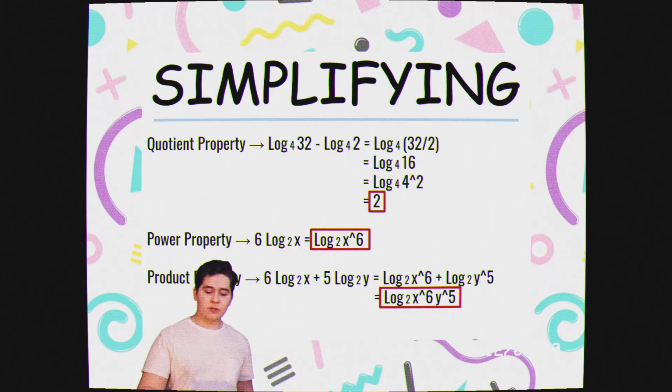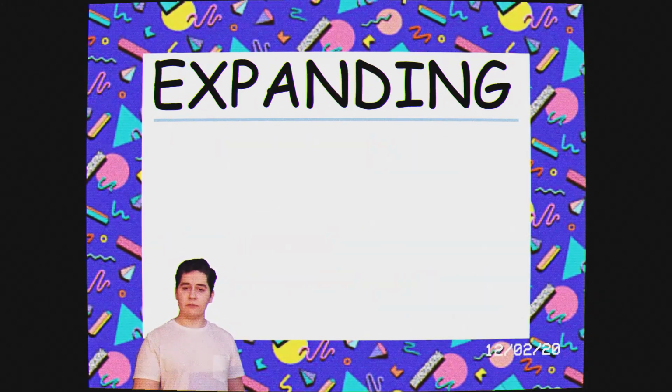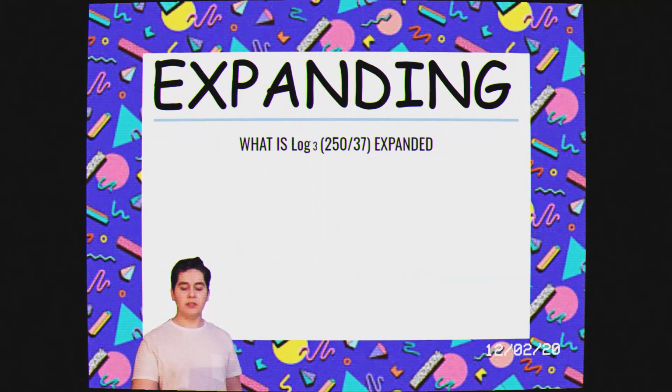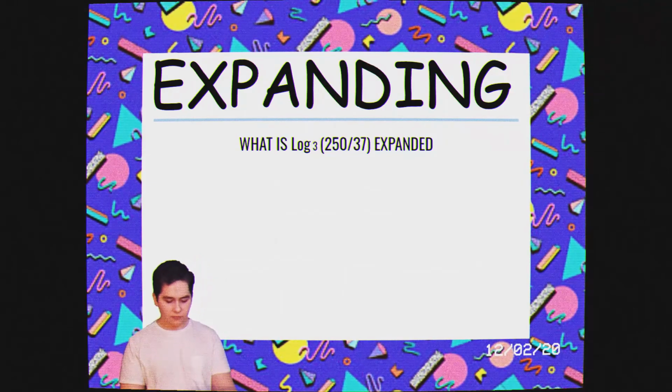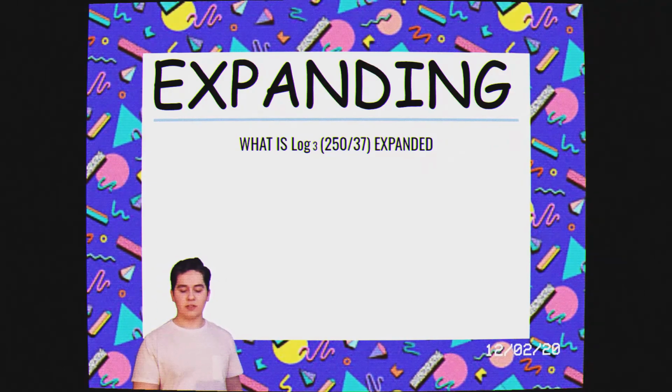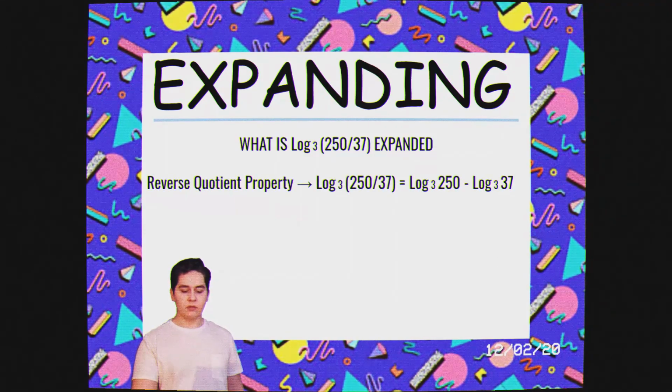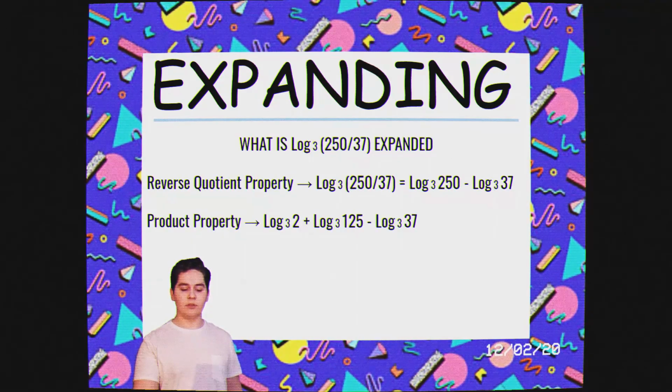Anyways, expanding a logarithm can be more difficult to figure out. In this example, we need to expand log base 3 of 250 over 37. Seeing that we are given a fraction, we can first use the quotient property to reverse it. Log base 3 of 250 is still too large, so we can use the product property to further divide into log base 3 of 2 and log base 3 of 125.